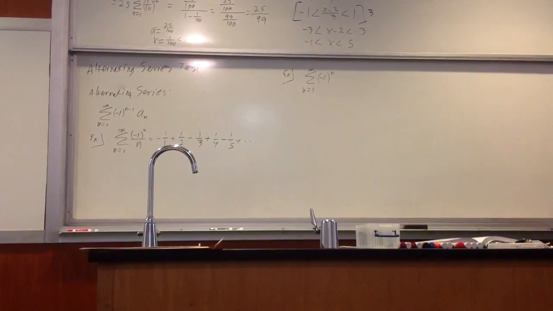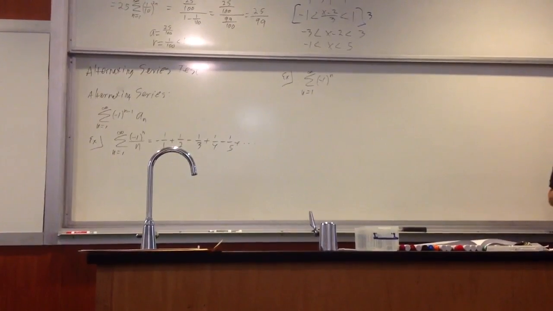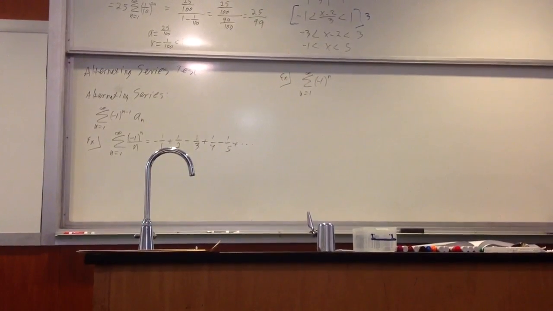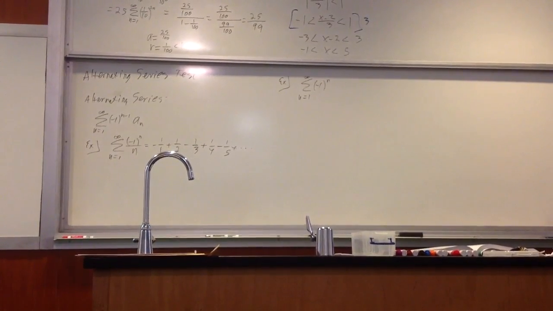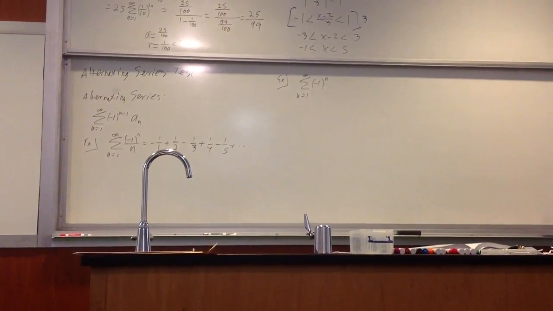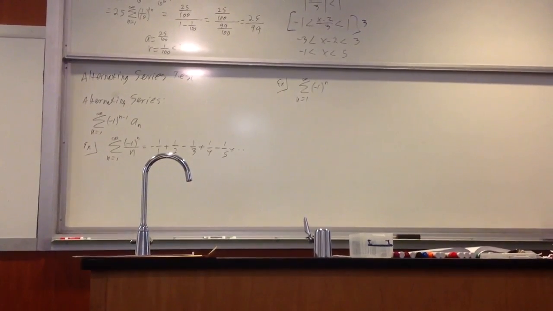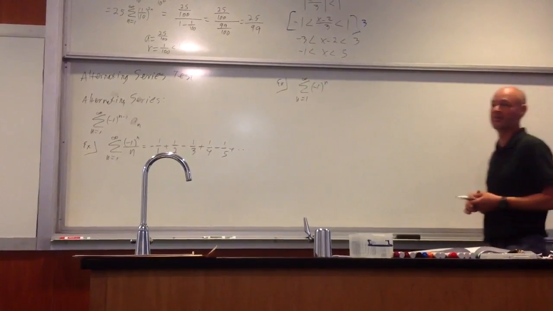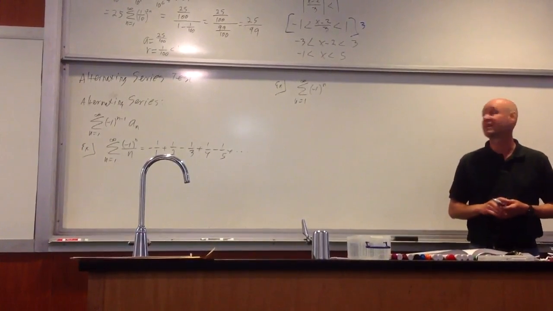Definitely an alternating series, right? Now this one seems like it should converge. Negative 1 plus 1 is 0. Negative 1 plus 1 is 0. Negative 1 plus 1 is 0. So we can think that way and go, you know what, it makes sense that it's going to converge. They're just going to cancel out forever. It's kind of telescopic.